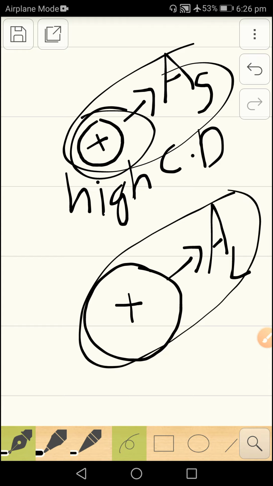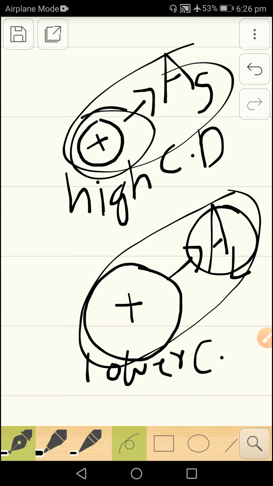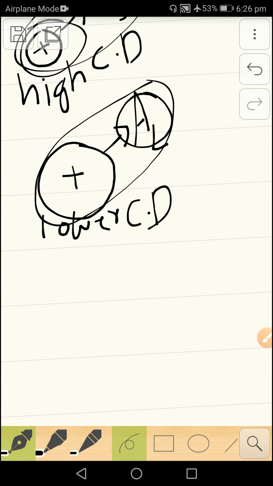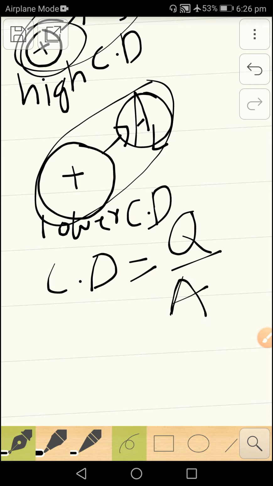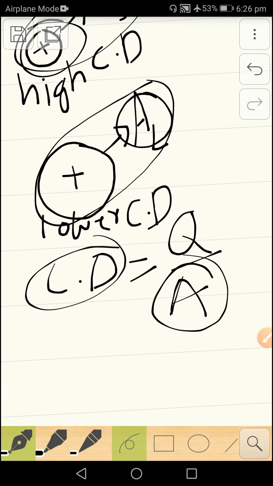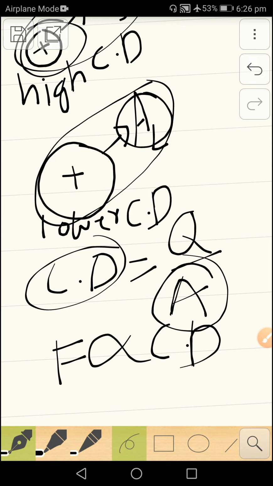And this ion has a greater area. That means this ion has a lower charge density. Why? Because I think you remember the formula I showed just a few moments ago. The charge density is equal to charge divided by the surface area. So if surface area increases, the charge density would decrease, and the force of attraction is directly proportional to the charge density.